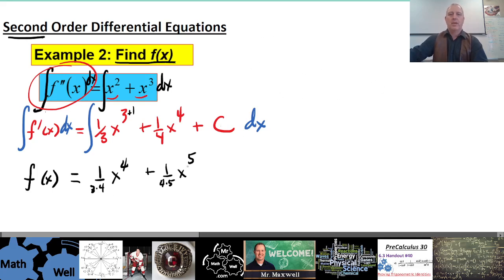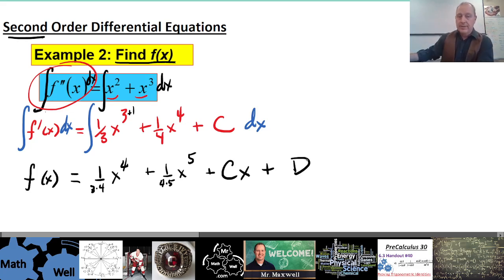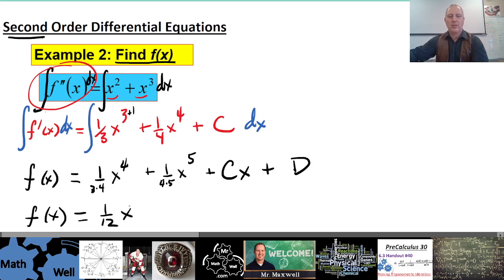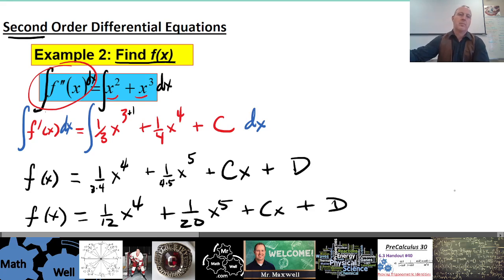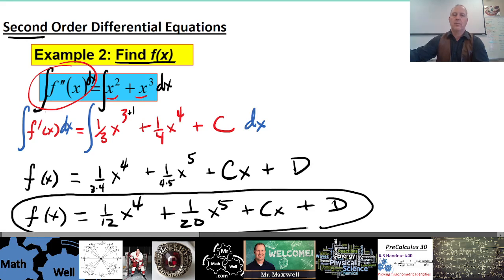As I mentioned before, the antiderivative of a constant is just that constant with an x in there. And then we do have another constant, so we're going to make that other constant just another letter, something like d. To simplify and finish off, this is going to be 1/12 x to the fourth plus 1/20 x to the fifth plus cx plus d. We would have to be given some initial conditions in order to solve for c and d, which we will do in our next example.